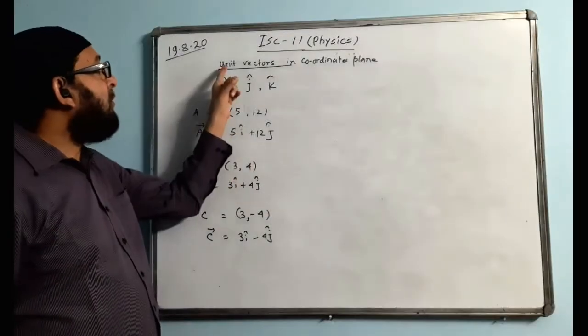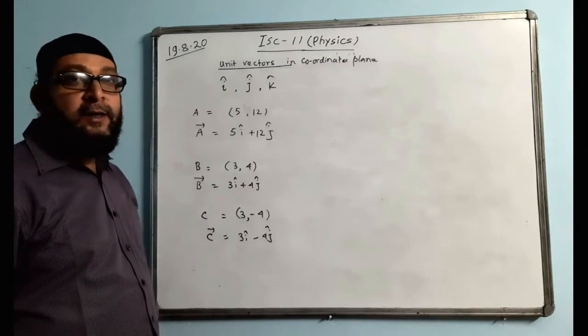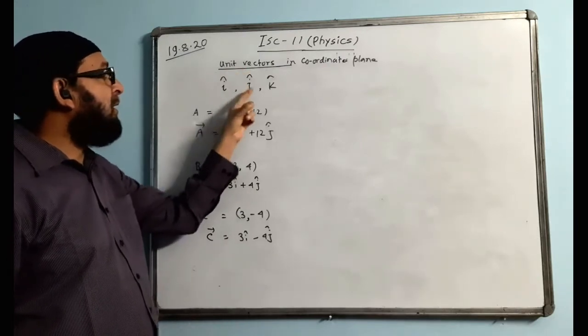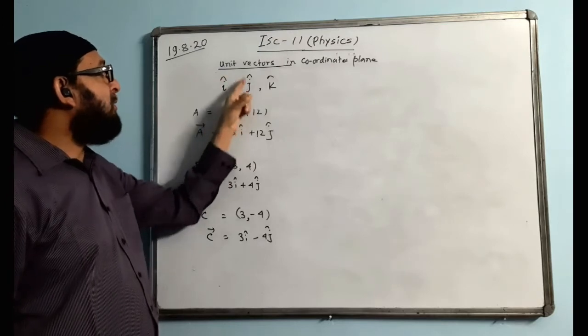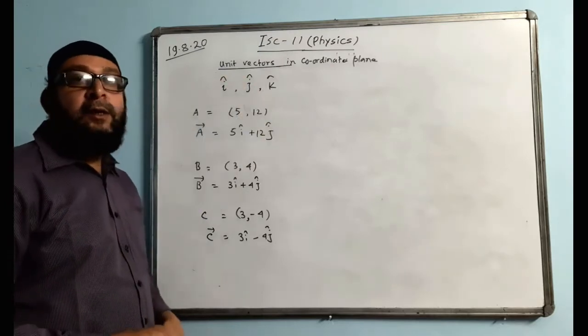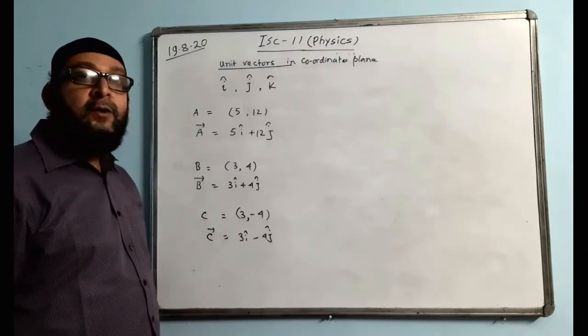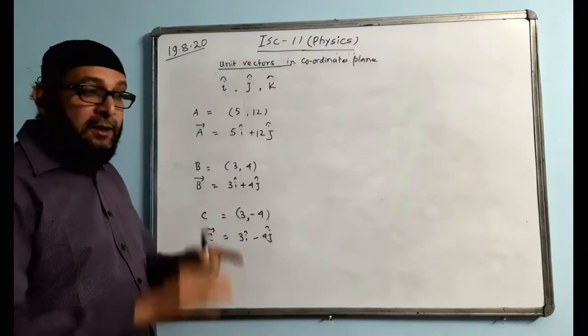Okay, now you learn about unit vectors in coordinate planes. In coordinate planes, we have three types of unit vectors: i, j, k. We read i cap, j cap, k cap. What are unit vectors? Unit vectors are those vectors whose magnitude is 1. Why are they used? They are used to give a direction to the magnitude.